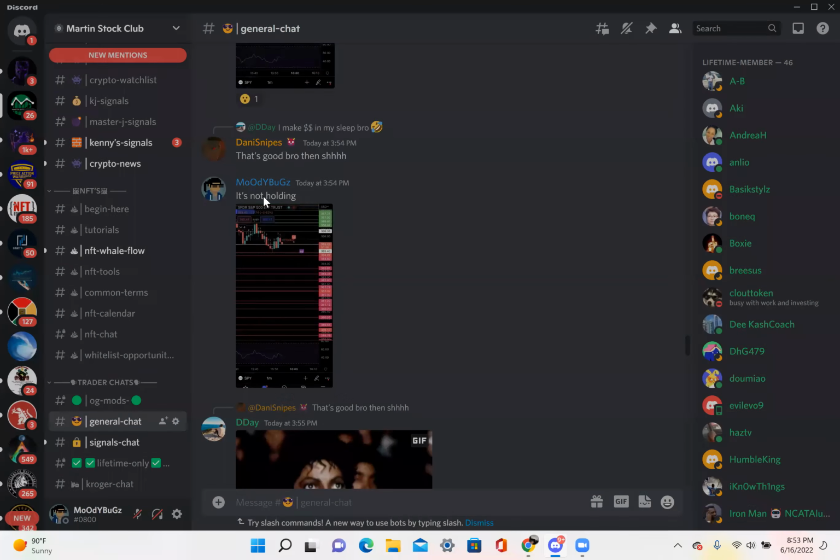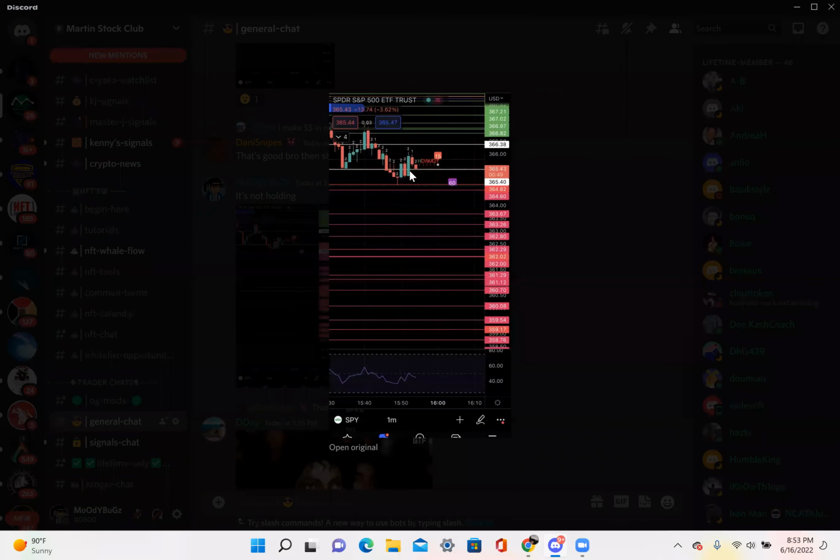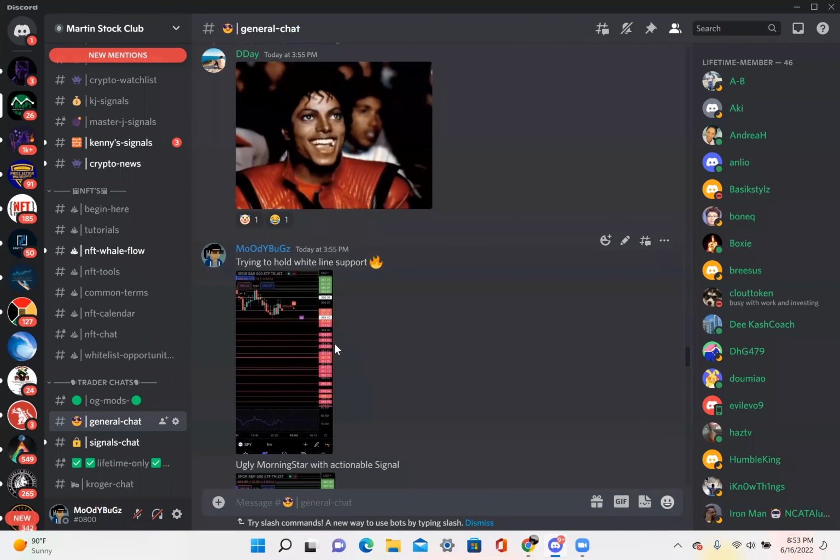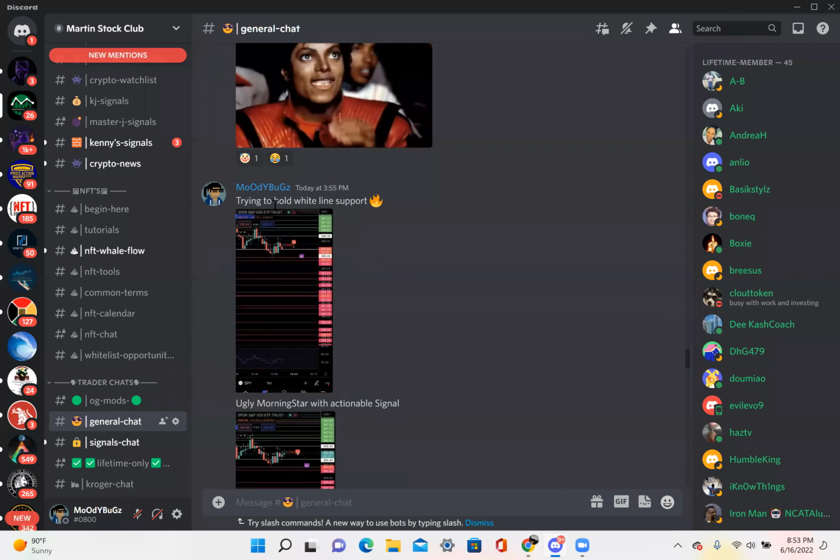Come down to this picture. I said it's not holding, right? Because I seen the reversal, the 2-1-2 reversal. I'm like, oh, it's not holding. Guess what? I come right back because I'm trading what I see. Even though I wasn't trading, I was trying to help people see things, right?